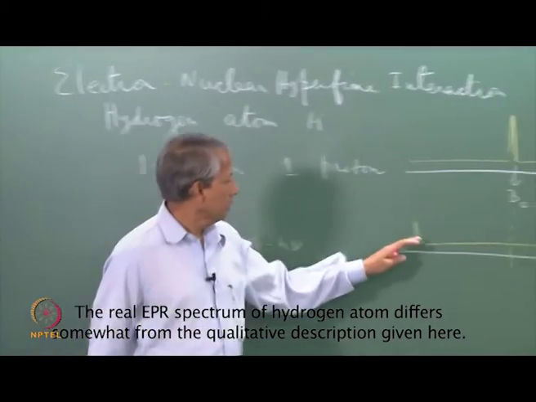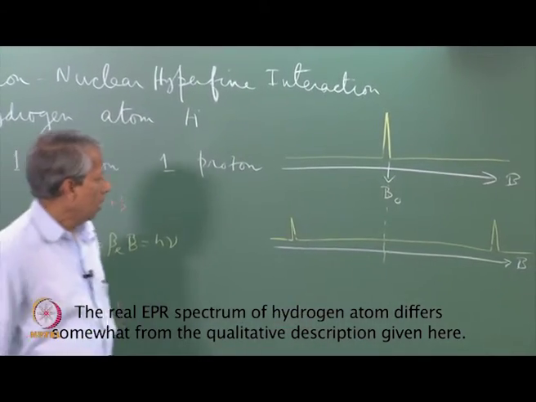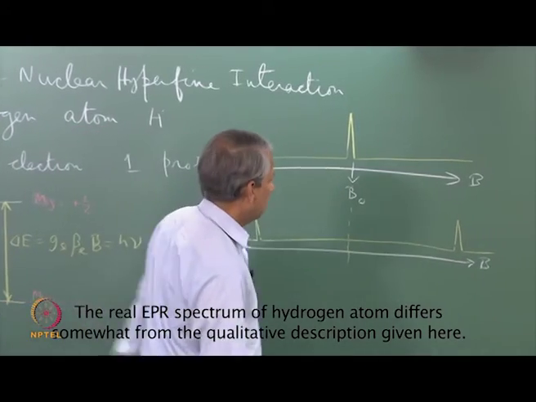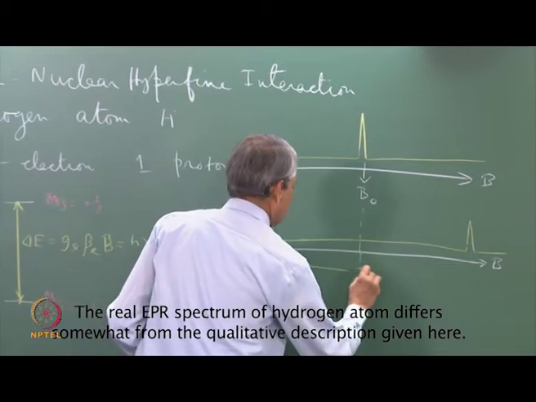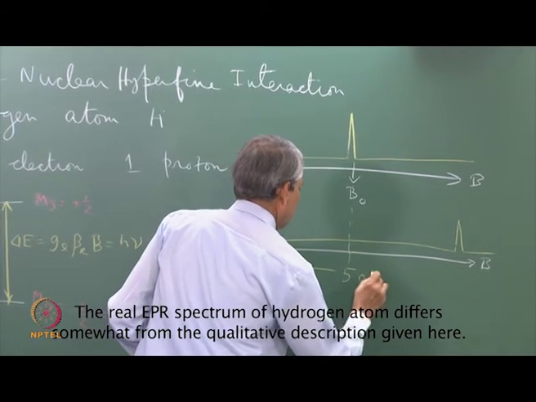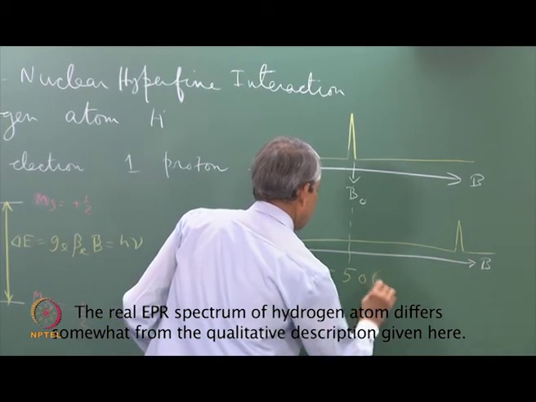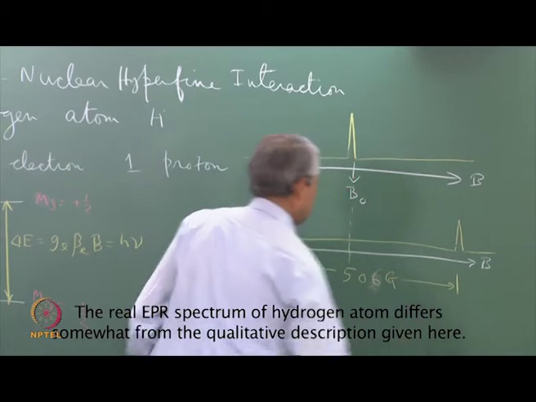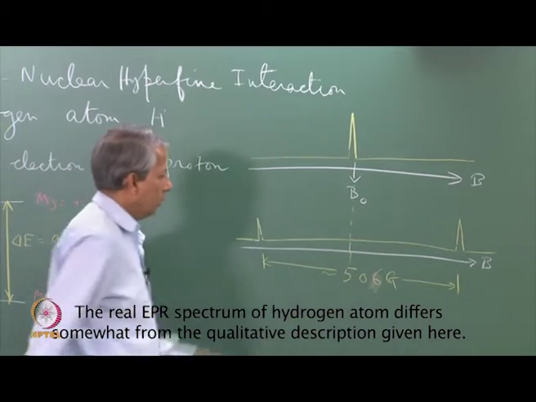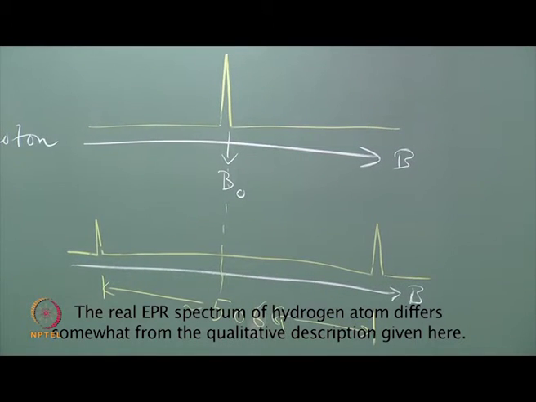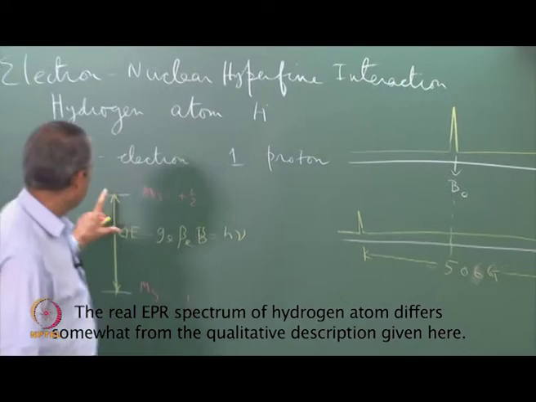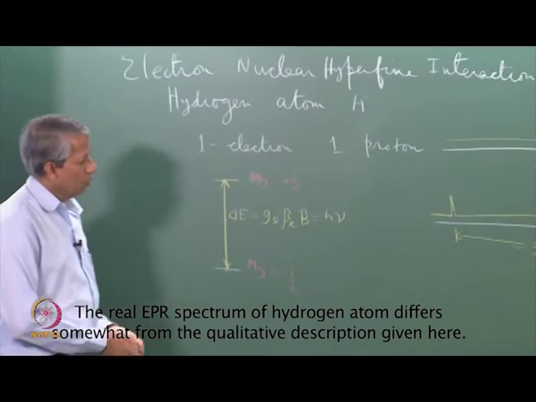So, we call them, of course, the hyperfine lines of hydrogen atom. By the way, this gap is actually almost 506 Gauss or so, approximately, quite a large splitting. What is happening there? Why does hydrogen atom give two lines and not one as you expected from this sort of thing?